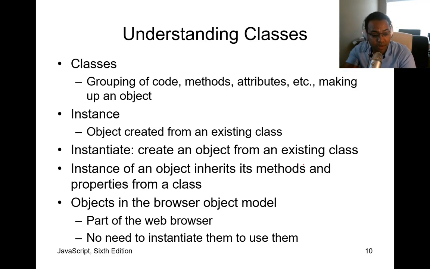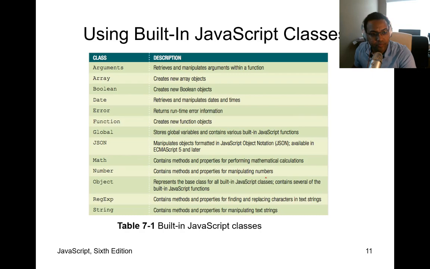An instance of an object inherits its methods and properties from a class. Objects in the browser object model are part of the web browser and do not have a need for instantiation. They already exist within the context of your code. You don't have to construct them. Hence the reason why we don't write constructors for JavaScript like we do in other languages. And here are some built-in JavaScript classes that we manipulate every now and again. Now, I myself wouldn't call these things classes. They're part of the library, but I understand where they're going with this.